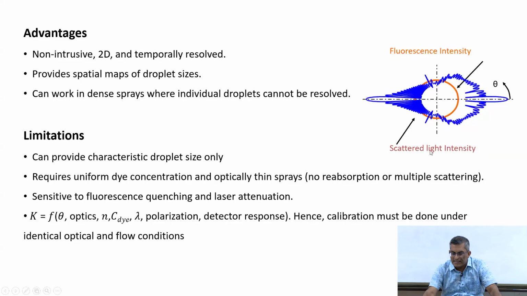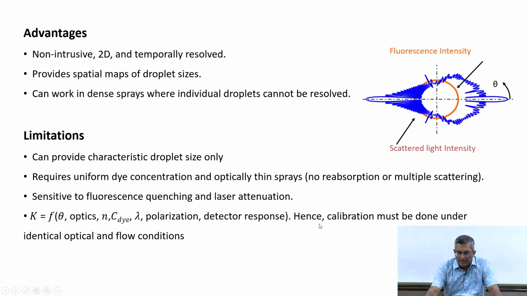However, scattering intensity is not like that, as we have seen earlier also. You see lots of fluctuations around the particle. So this calibration constant would depend on the scattering angle, at what angle you are positioning the camera. It will also depend on the optics you are using, the refractive index, the dye concentration, wavelength, polarization, and the response of the detector as well.